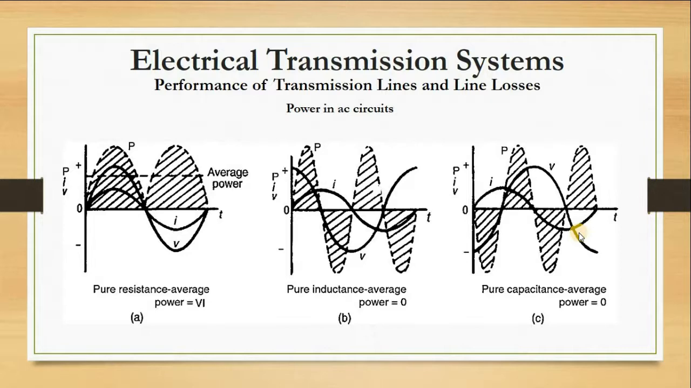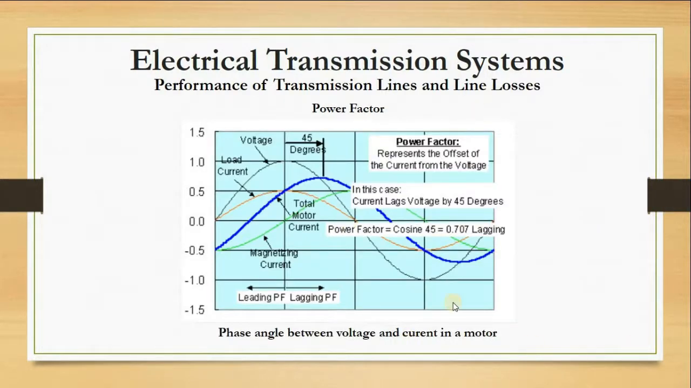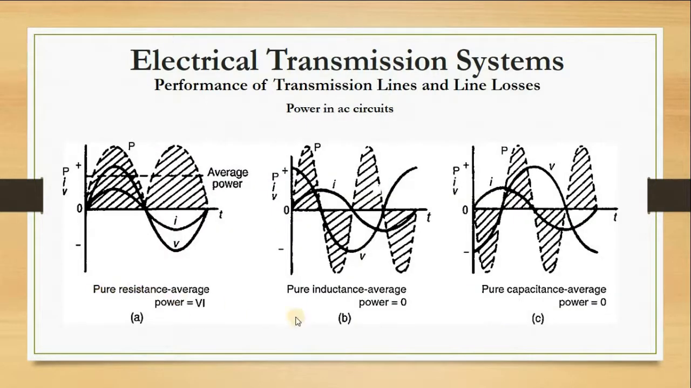Okay, having understood that, if you look at a typical load like a motor, here we consider the phase angle between voltage and current in a motor. In a motor, we have resistance and we have inductance, but we don't have capacitance in the motor.